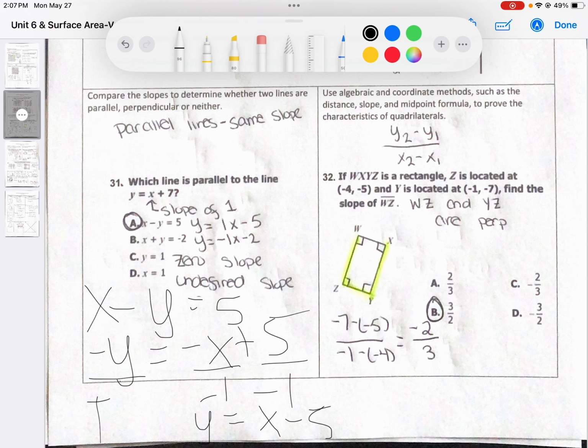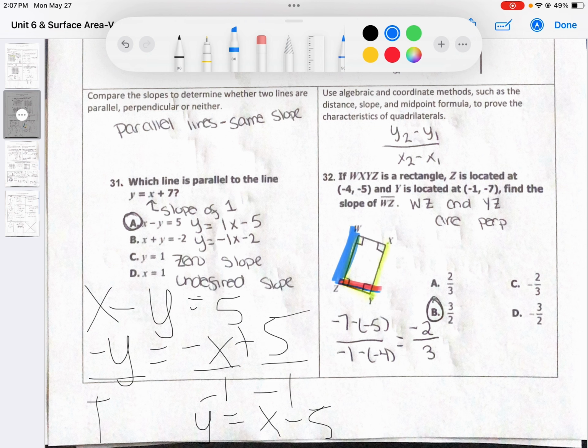If WXYZ is a rectangle, Z is located at negative 4, negative 5, and Y is located at negative 1, negative 7, find the slope of WZ. All right, so they gave us the ordered pairs for Z and Y. Find the slope of WZ.